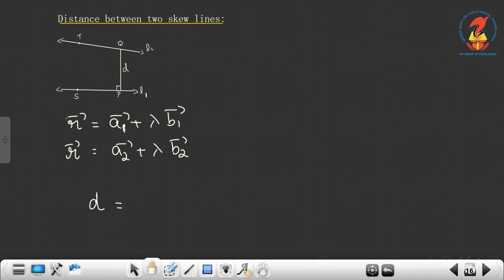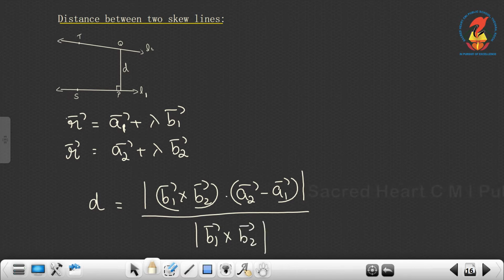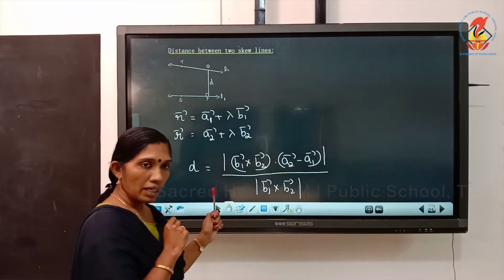The formula proof you don't need to learn, so I am giving the formula only. Proof is given in the textbook. So D is equal to modulus of (b1 cross b2) dot (a2 minus a1). So a2 minus a1 is a vector, b1 cross b2 is a vector, then the dot product. This modulus sign means distance is always positive, that's why. Then the denominator is modulus of b1 cross b2. So this is the way to find the distance between two skew lines in vector form.